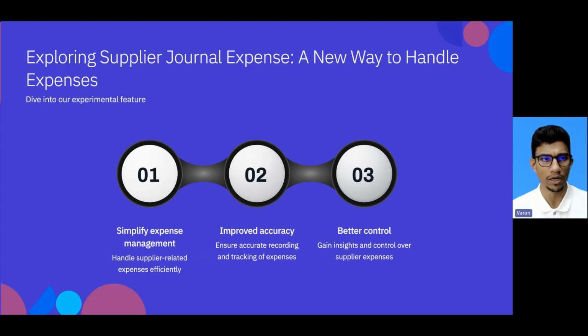And then once you have enabled it, then you will have to manually enable it for your particular branch if you're having multiple branches. Yes, so simplify expense management. So handle supplier related expenses in an efficient manner, and you can improve the accuracy as well by accurately recording all the different types of expenses and gain insights and control over supplier expenses. So supplier journal expenses is basically an item journal expense, and I'll be explaining to you how this works.